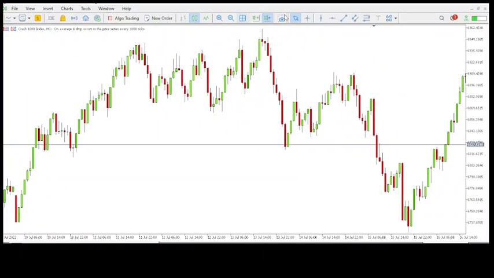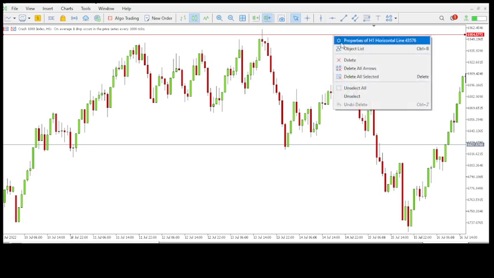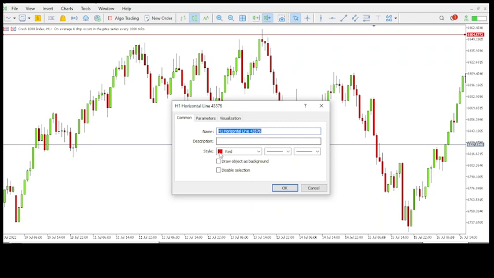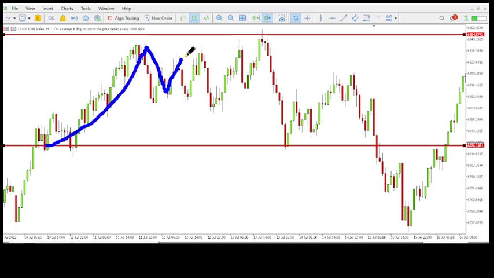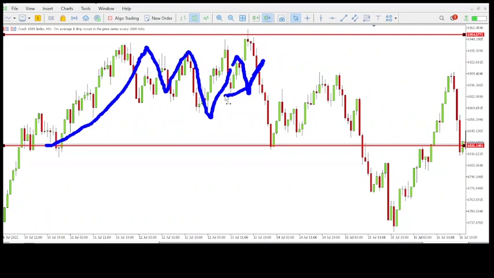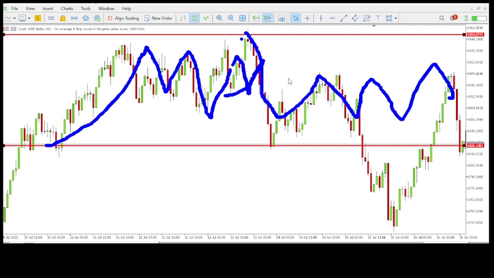Okay, so between this bound, let me just increase it a bit so that you guys can see clearly. So here the price is ranging between this. You can see the movement. Okay, so when the price is going sideways, just know that the price is actually ranging. Sorry about this. The price is ranging.